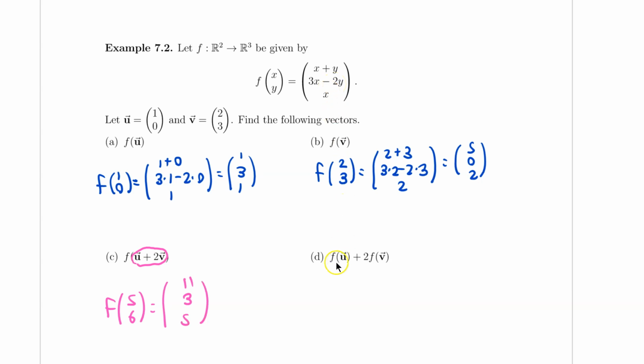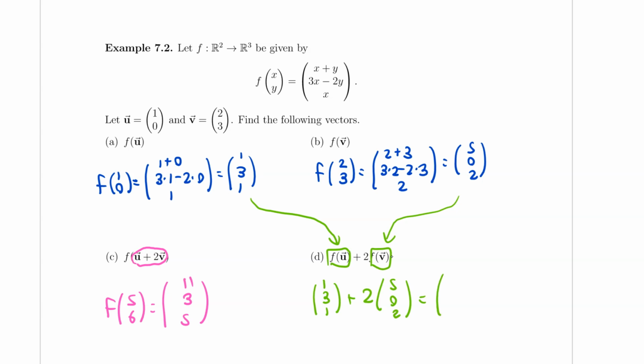Now, if I want to find f of u plus 2 f of v, then I can just use f of u and f of v that we have computed from part A and B from earlier. So this is going to be (1, 3, 1) plus 2 times (5, 0, 2). And this is going to give me 11, and then 3, and then 5.